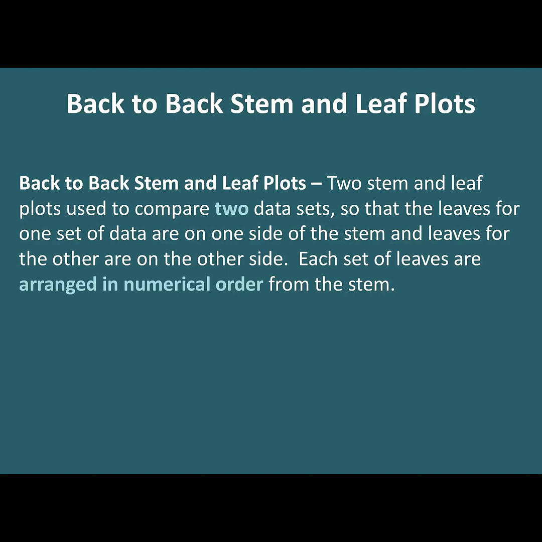As one more example, we'll look at back-to-back stem and leaf plots. Back-to-back stem and leaf plots are when you have two stem and leaf plots used to compare two data sets side by side, so that the leaves for one data set are on one side of the stem and leaves for the other are on the other side. Each set of leaves are arranged in numerical order from the stem.